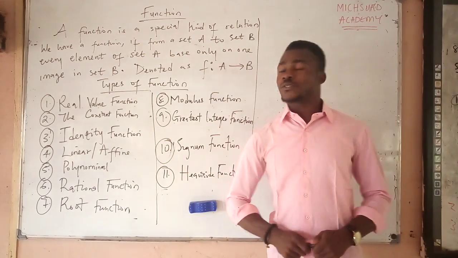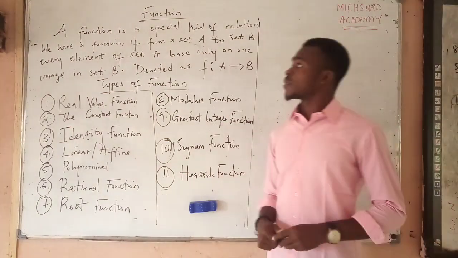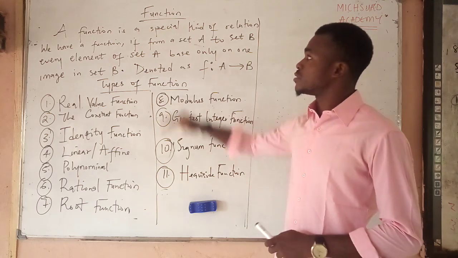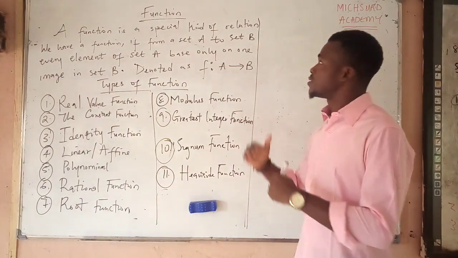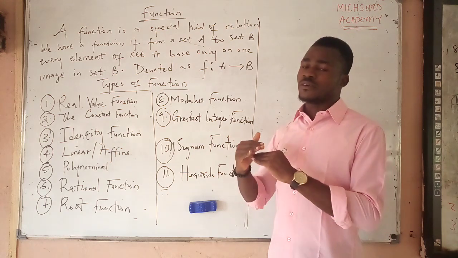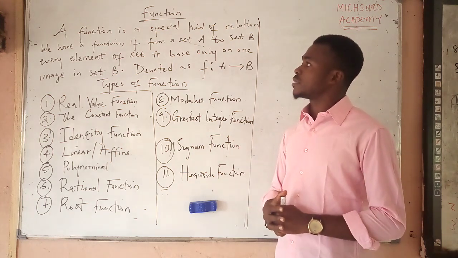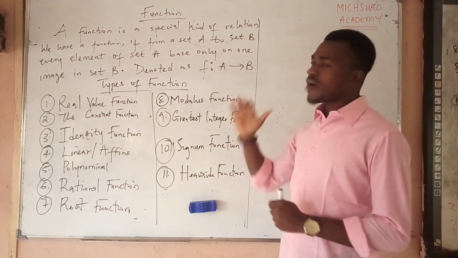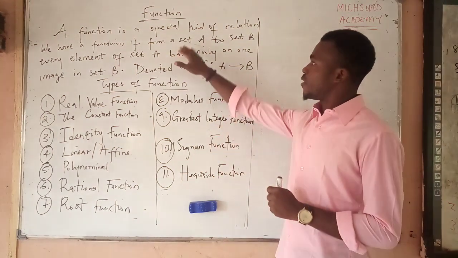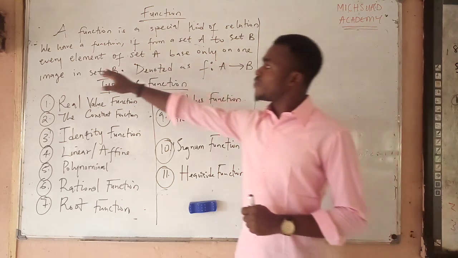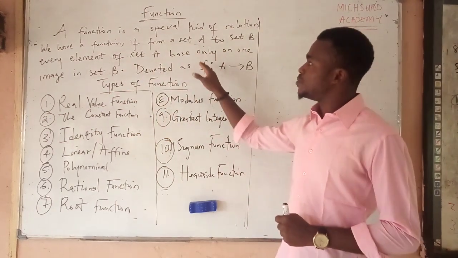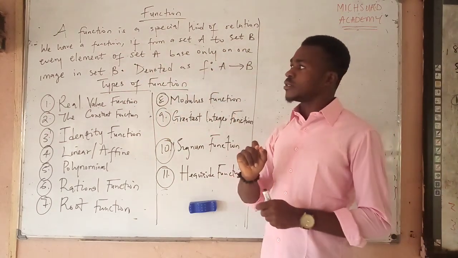Okay guys, welcome to today's class on functions. So we said that functions are a special kind of relation, okay? And we have already talked about relations in our previous class. Now, a function from a set A to a set B is such that every element of set A is mapped to only one image.